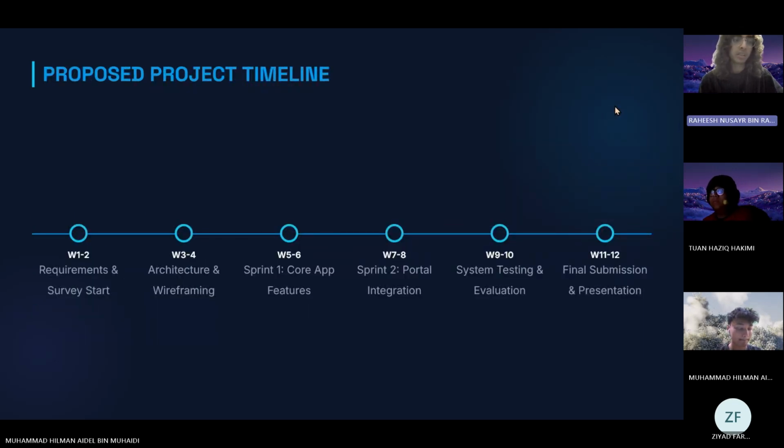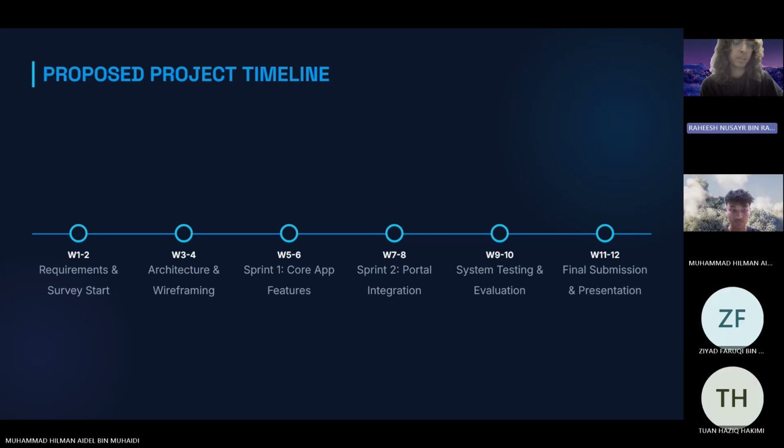So this slide details our structured 12-week timeline for execution during the academic semester. We begin in weeks 1 and week 2 with rigorous planning and setting up our development environments and distributing our online student surveys. Moving into week 3 and week 4, we finalize our system architecture diagrams and create high fidelity UI wireframes.